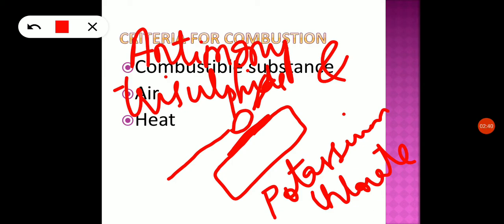When the matchstick is rubbed against the matchbox, what happens? The red phosphorus gets converted into white phosphorus. This white phosphorus will react with the potassium chlorate in the matchstick head, and it will produce enough heat to ignite the antimony trisulfide, and then the combustion takes place. So this is the mechanism of combustion in the matchstick. Clear?